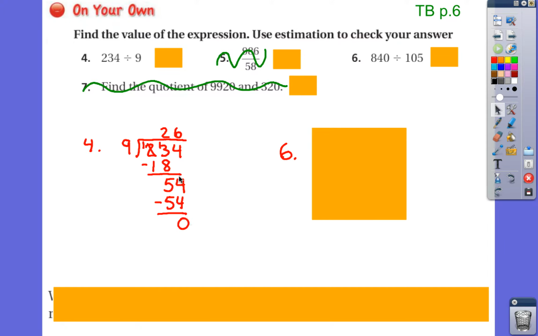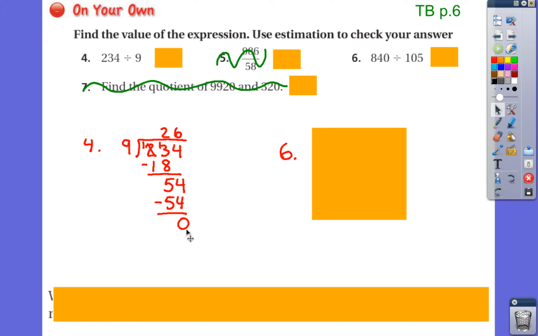Problem 4, I had 234 divided by 9. I know that 9 will not go into 2, so I had to go over to 23. 9 can go into 23 2 times, so I put the 2 up above. 2 times 9 was 18. I subtracted. I had 5 left over. Brought down the 4. 6 times 9 is 54. When I subtract, I have 0 left over. So the answer to problem 4 is 26.